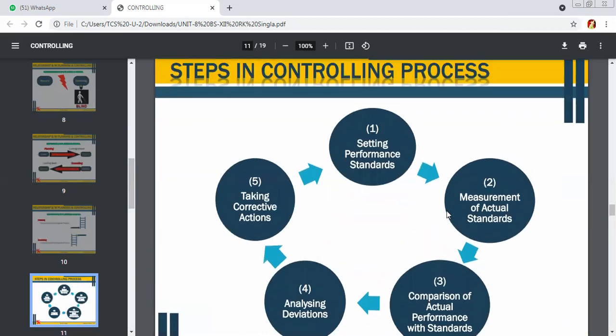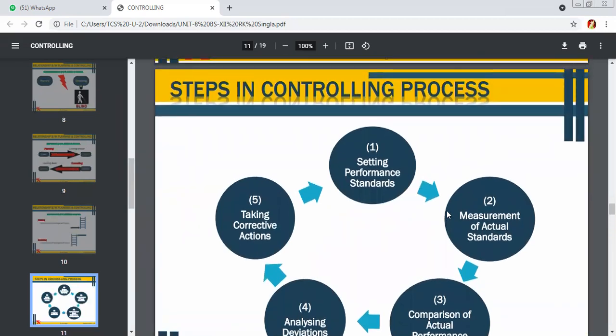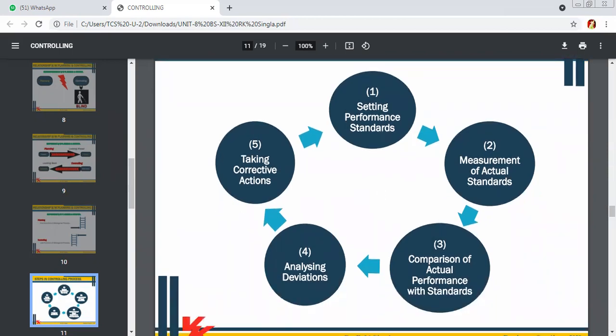Now, let's go for the controlling process. What happens in the controlling process? First of all, the performance standards are settled. It is to be seen that whatever the performance has been done, what are the basic standards of that performance. After that, measurement of the actual performance is to be done. Whatever is actually achieved is to be measured in the second step. Then comparison of the actual performance is to be done.